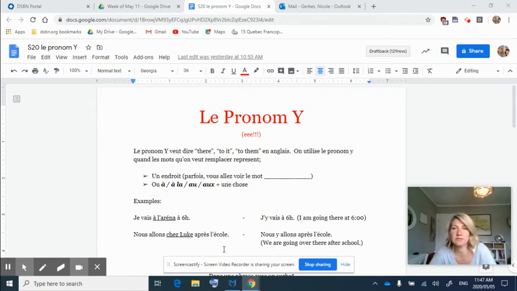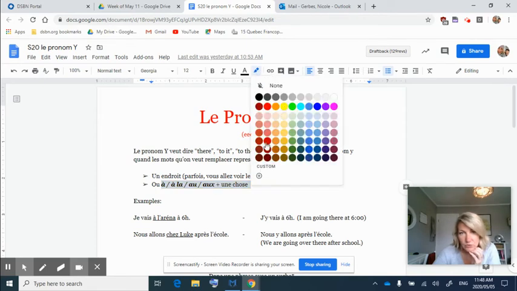So if we just forget about quarantine for right now, first of all, you want to add in the pronoun is going to be used when it's a place or when you see à or o plus a thing. So if you're printing this work, then take your trusty highlighter and highlight this à ou o plus une chose. Okay.